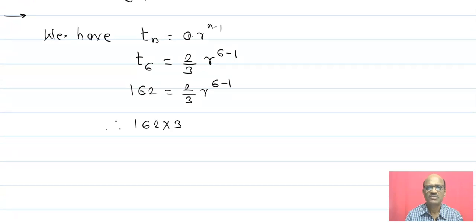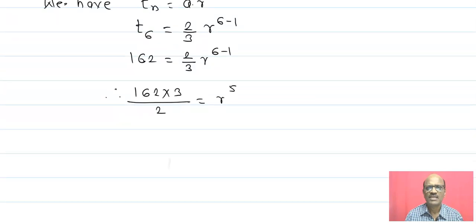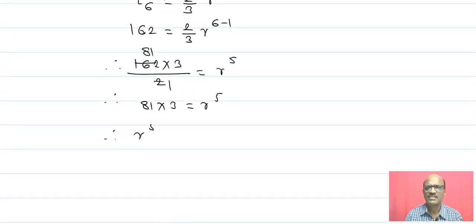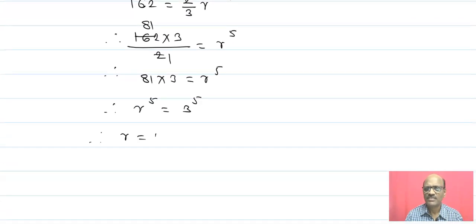Therefore 162 into 3 upon 2 is equal to r raised to 5. Therefore it becomes 81 into 3, that is r raised to 5. And this is nothing but 243, that is 3 raised to 5. Therefore r is equal to 3, the ratio.